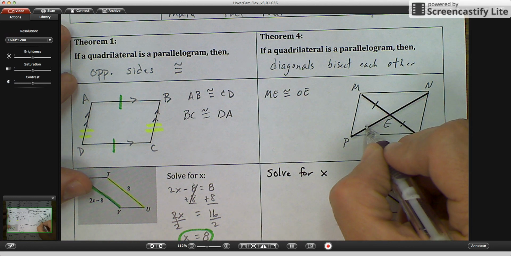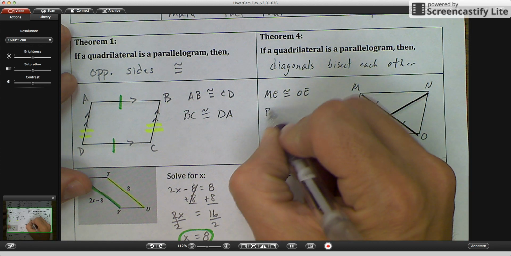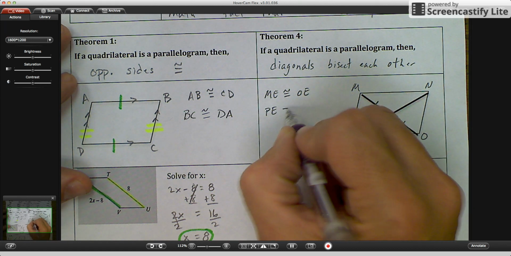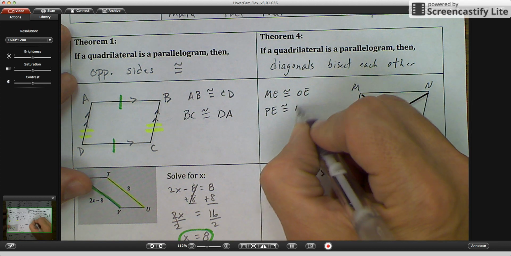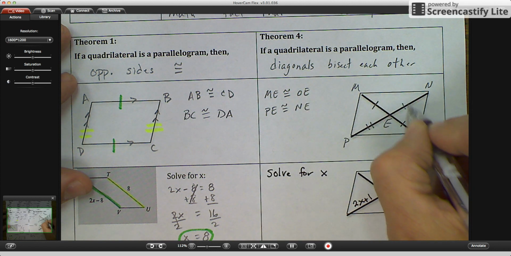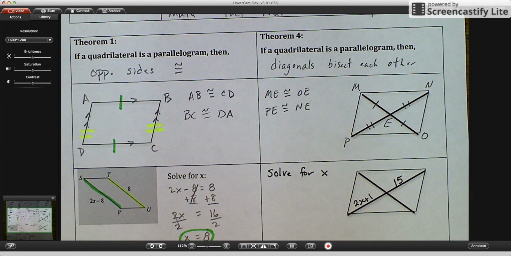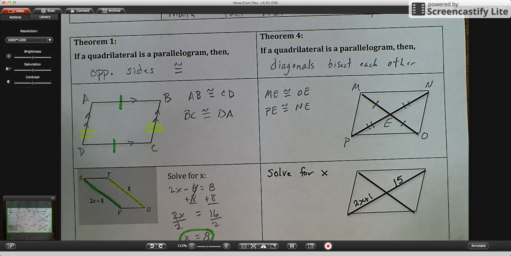And over here, I have PE, I'll put two markings on, is congruent to NE. And I'll put two markings on that. Okay, so that tells us about the diagonals. So let's put that into play.